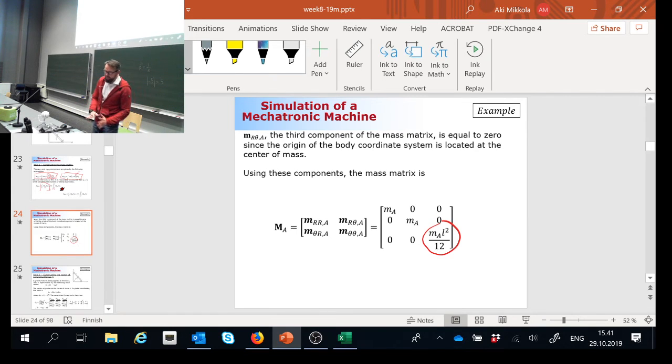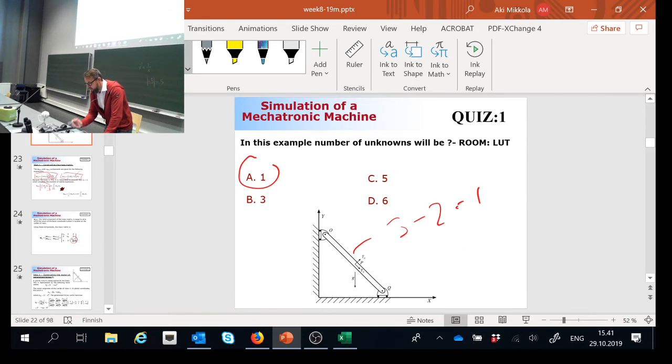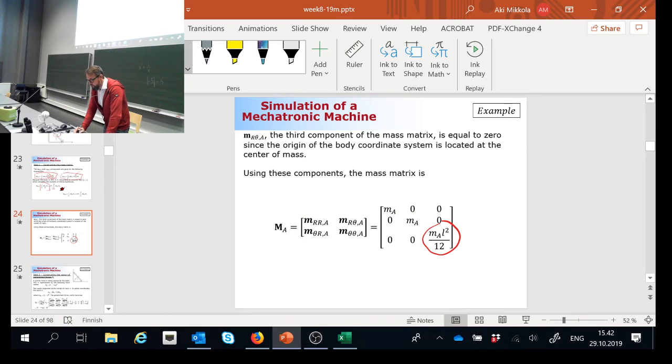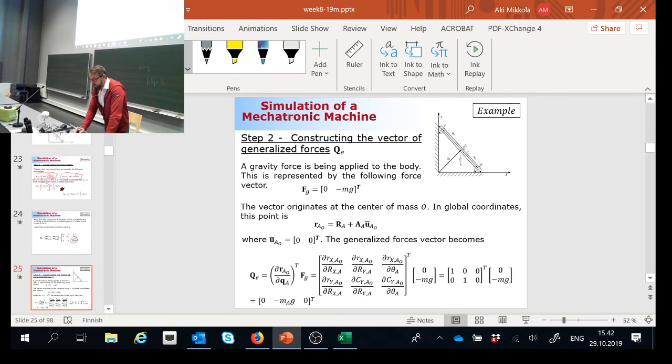We will have a diagonal representation of the mass matrix because the body reference coordinate system is located at the center of the mass. So there is no need to compute the off-diagonal components because they will automatically be equal to 0. So that's the first step, mass matrix.